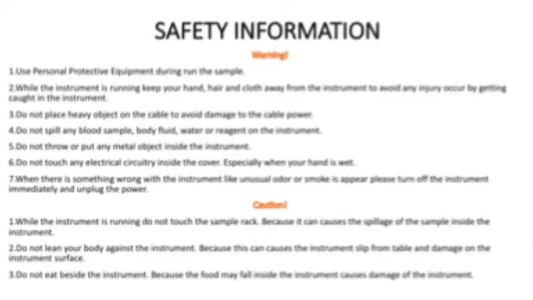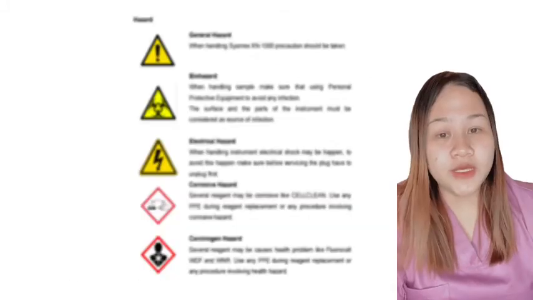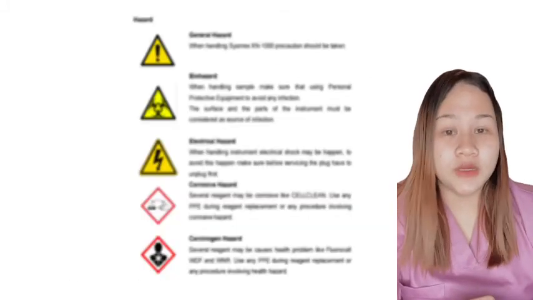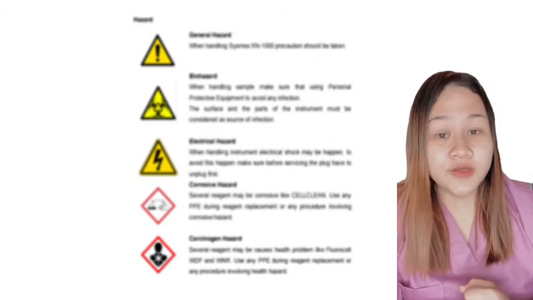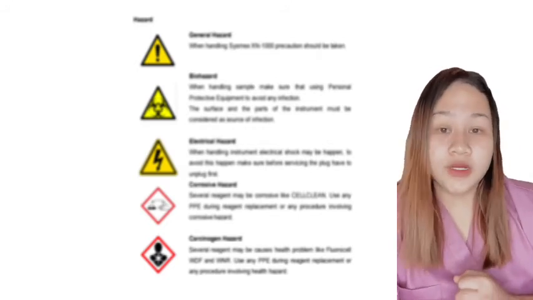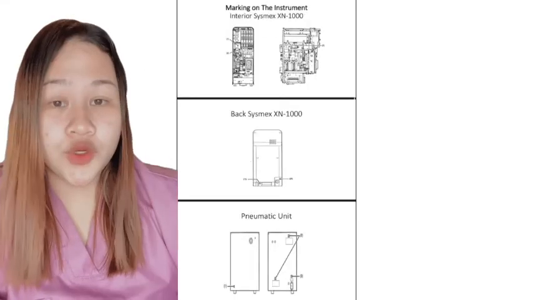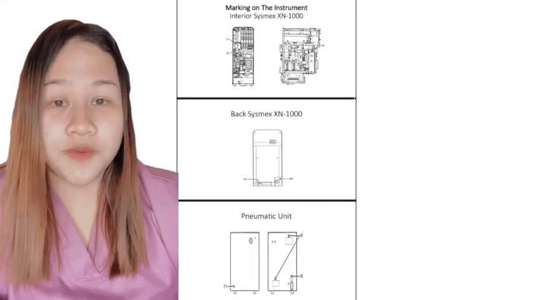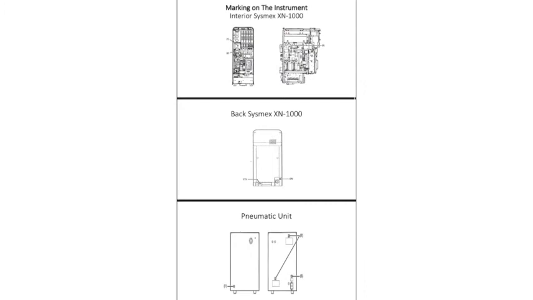This is some of the safety information that we must be alert of and practice in the lab. As we can see, we have many hazards such as general hazard, biohazard, electrical hazard, corrosive hazard, and more. I will show you the markings on the instrument of Sysmex XN1000.